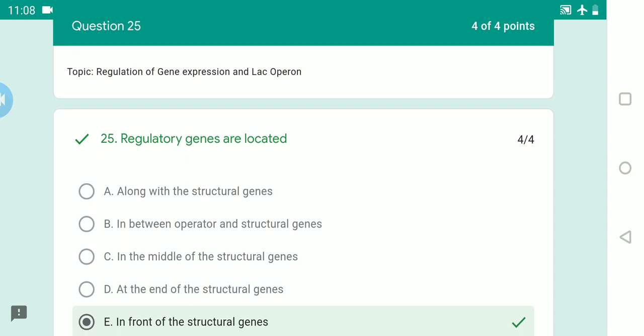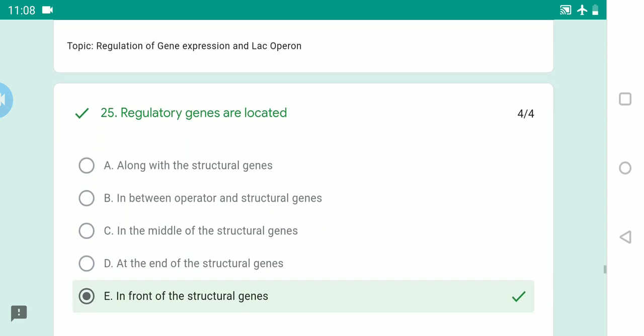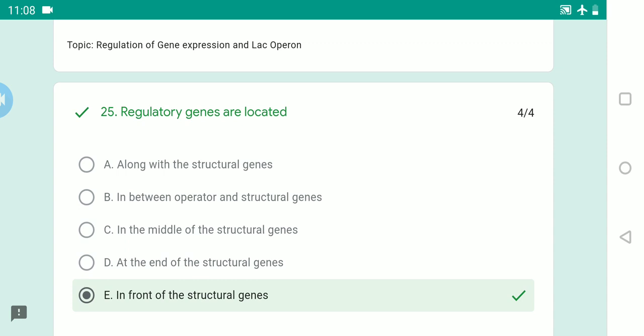The next question, also related to the regulation of gene expression. Regulatory genes are located where? The question is directly where it is located. See the structure of the unit. Then you can identify that regulatory genes are located in front of structural genes.